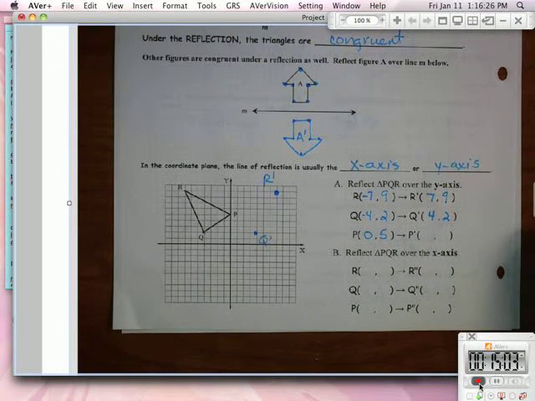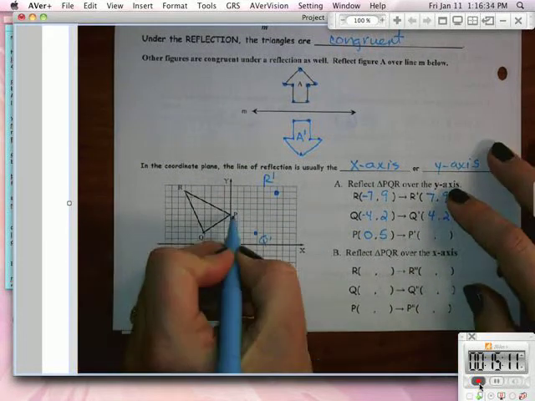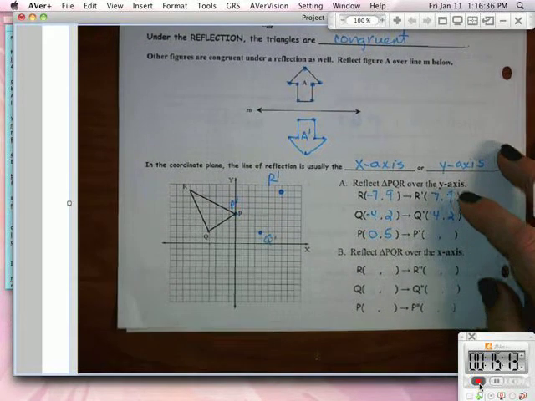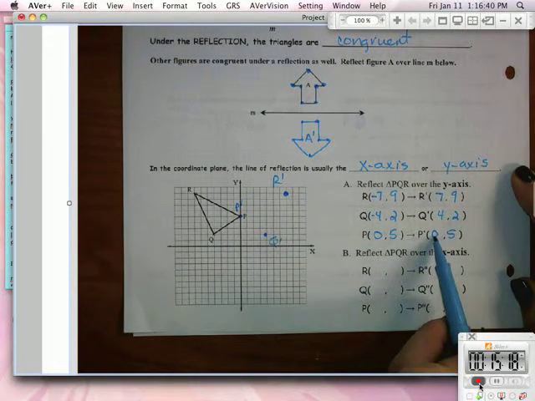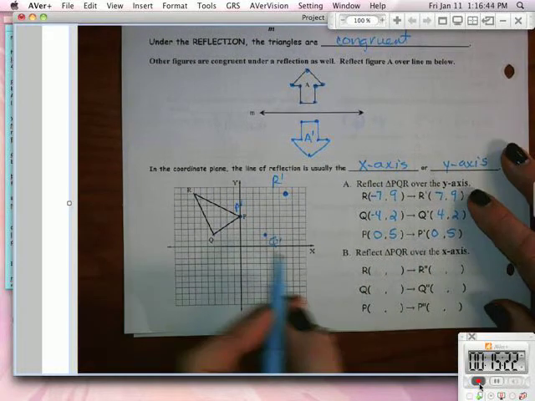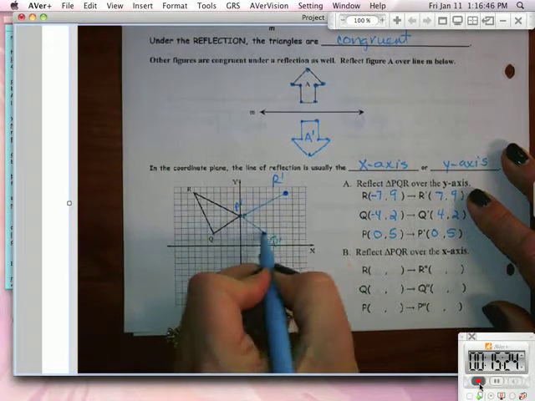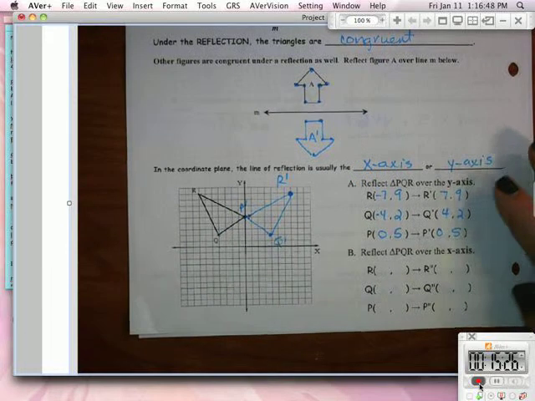Wait, what's going to happen to P? Nothing. It stays the same. It's already on the y-axis, so it doesn't go anywhere. So that's P prime also. It's going to be the same coordinates, which makes sense because there isn't an opposite of 0, is there? Nope. So we're going to connect those dots. And there we go. Look how nifty that is.